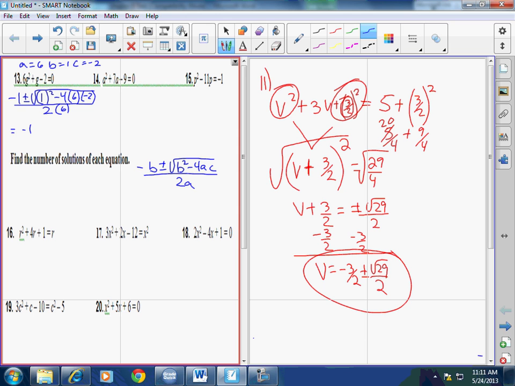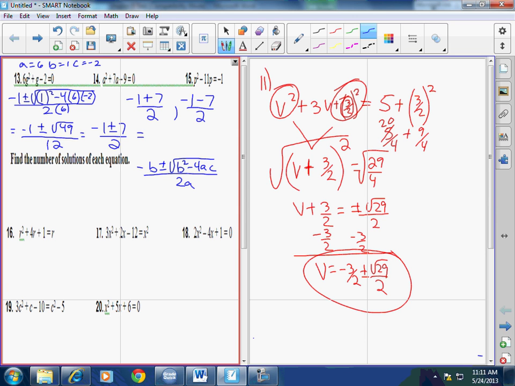Okay, this is going to be negative 1 plus or minus square root of 1, which is 1. Negative 4 times 6 is negative 24. Times negative 2 is positive 48. 48 plus 1 is 49 over 12. Well, this equals negative 1 plus or minus 7 over 12. Did I say that you could leave it like this? No! This is negative 1 plus 7 over 12 and negative 1 minus 7 over 12.